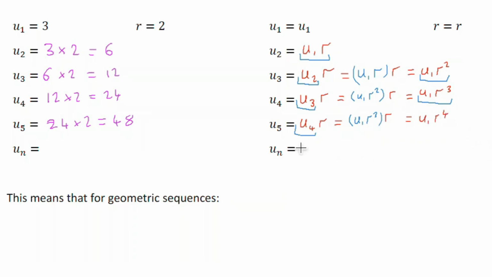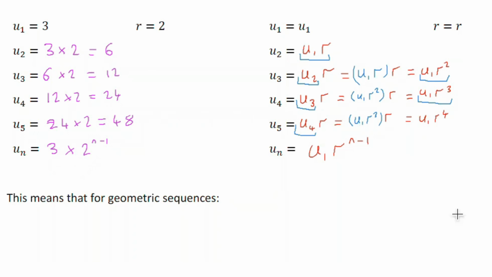And hopefully by this point you have spotted a pattern. un is equal to u1 times r, and the power of r is always 1 less than n, so n minus 1. That would suggest that for our sequence over here on the left, our nth term would be 3 multiplied by 2 to the n minus 1. If you substitute in n equals 1, 2, 3, 4 and 5 to that sequence, you will get these values.